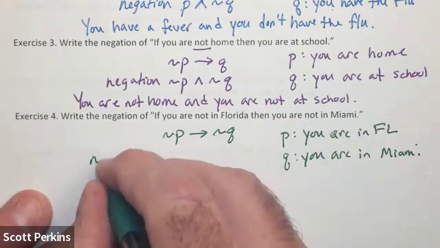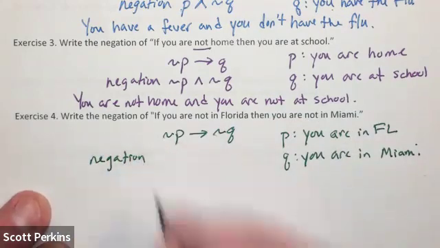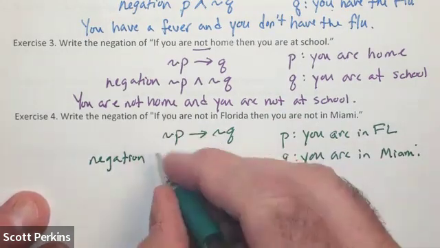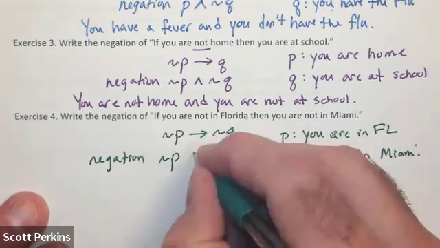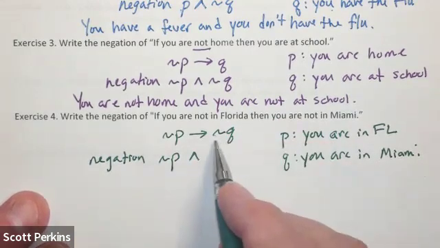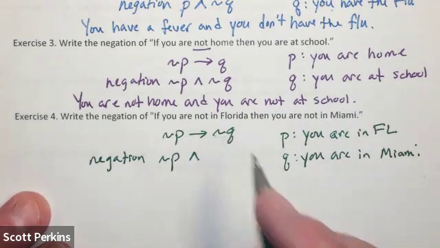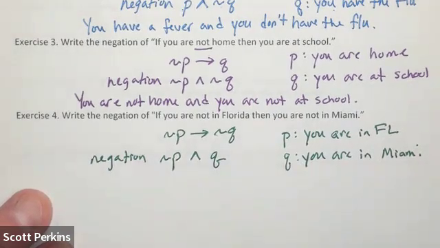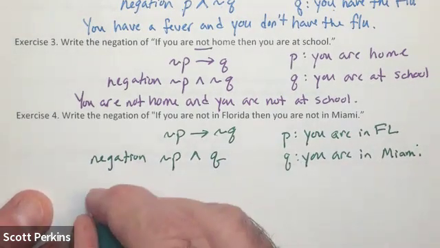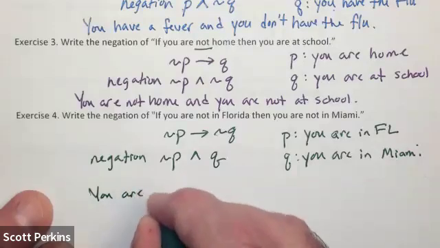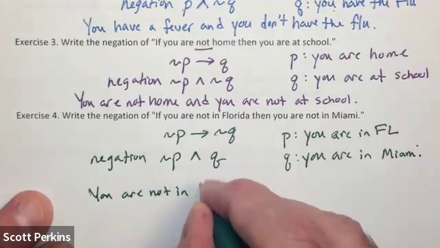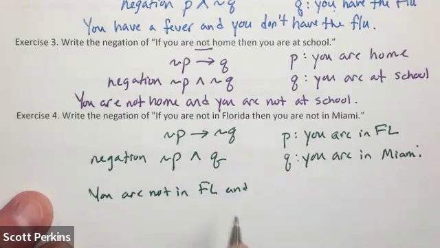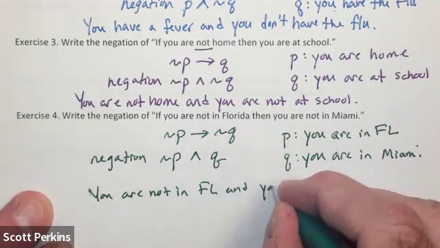So one more time, we're going to form the negation. And the negation looks like this. We take the condition, we leave it alone, so squiggly P, we leave it alone. And we take the consequence and we negate it. So it's already squiggly Q, so when I negate that, it becomes just plain old Q. And now I'll write it in words. Squiggly P, you are not in Florida. And Q, you are in Miami.